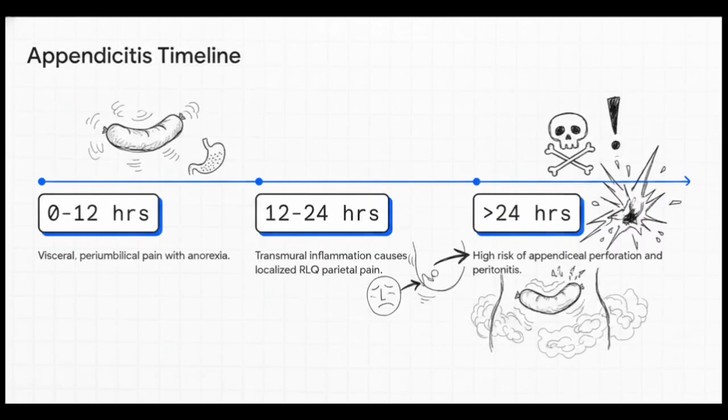It finally touches the parietal peritoneum and boom, the pain shifts to sharp parietal right lower quadrant pain, usually accompanied by nausea and vomiting. If this is left to persist beyond 24 hours without intervention, the risk of appendiceal perforation and diffuse peritonitis absolutely skyrockets.